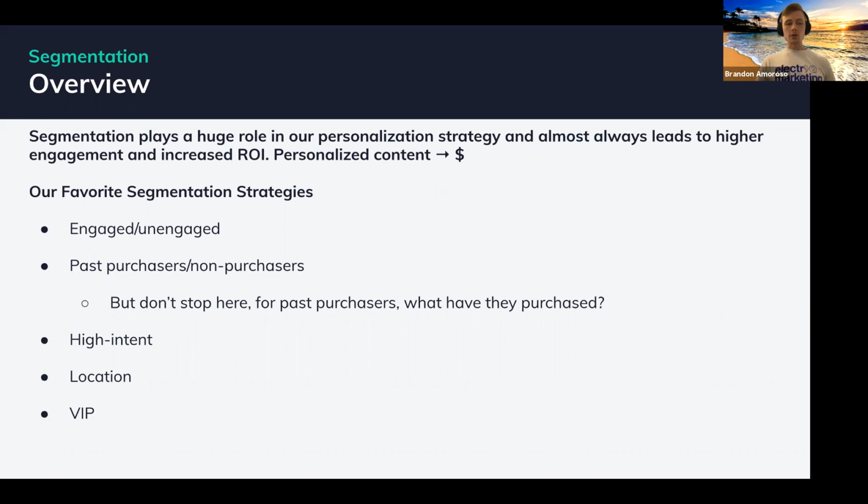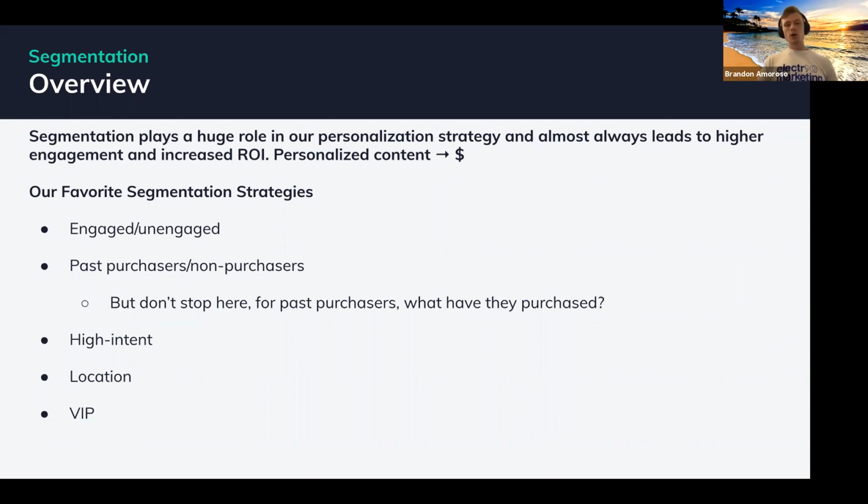Some of them include engaged versus unengaged. Now, engaged versus unengaged is going to differ depending on the brand. For some, it's going to be, oh, they haven't clicked on a text in 30 days. So that's an unengaged group. Maybe we send them down a re-engagement flow. And if they don't re-engage, we take them off the list because, again, you're paying for every text. For engaged customers, you can give them exclusive access to something, or you can thank them for their loyalty, whatever it may be.